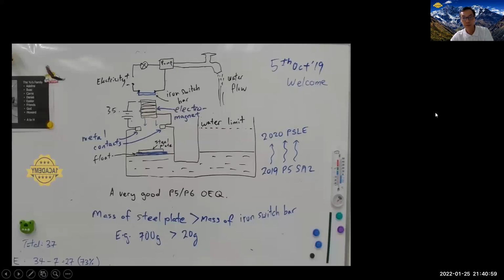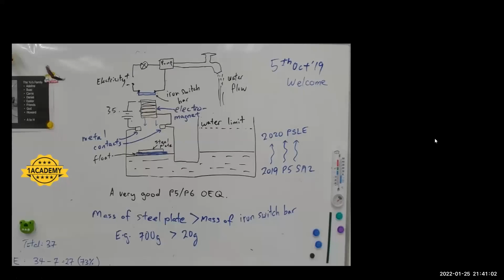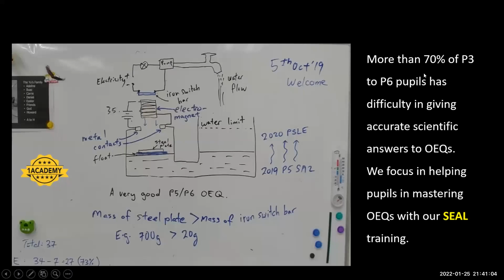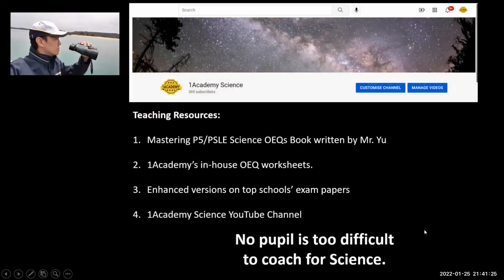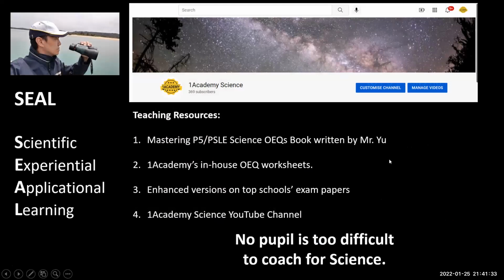As you know, many parents are concerned about their students because more than 70% of P3 to P6 students have difficulty in giving accurate scientific answers to open-ended questions. So in my training, I help students to focus on answering and mastering open-ended questions with our SEAL training. What is SEAL training? Not Navy SEAL. This is what I call the SEAL training, Scientific Experiential Application Learning.